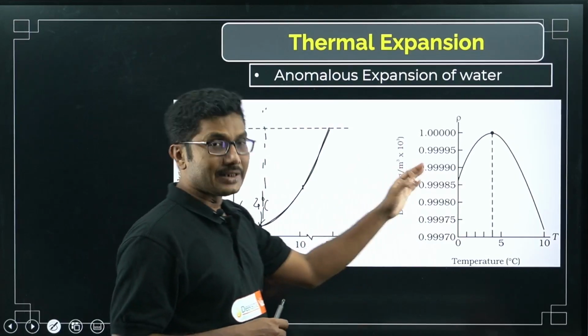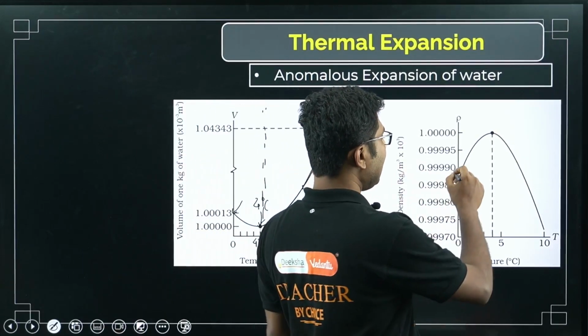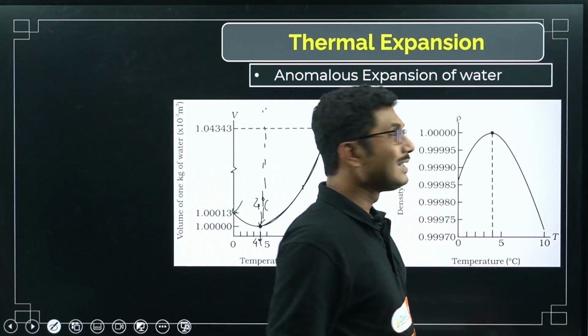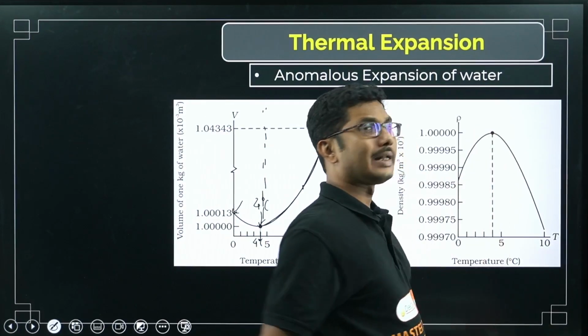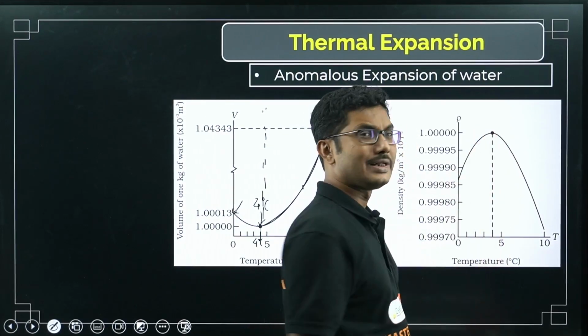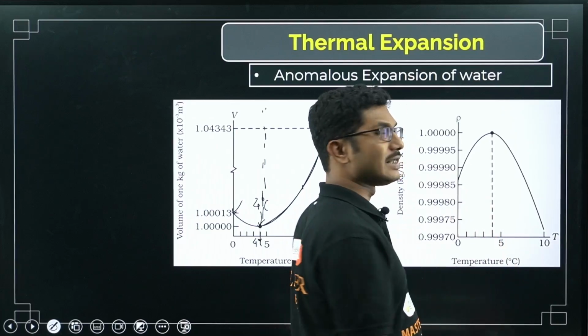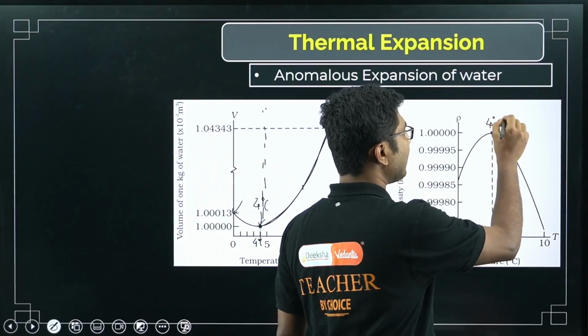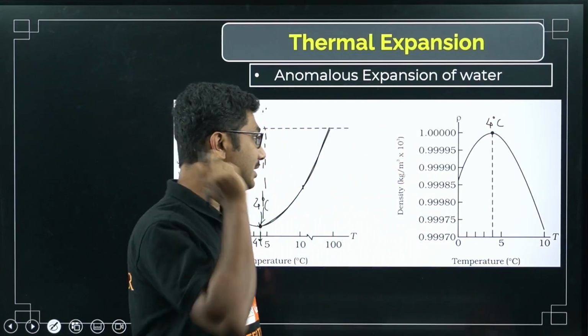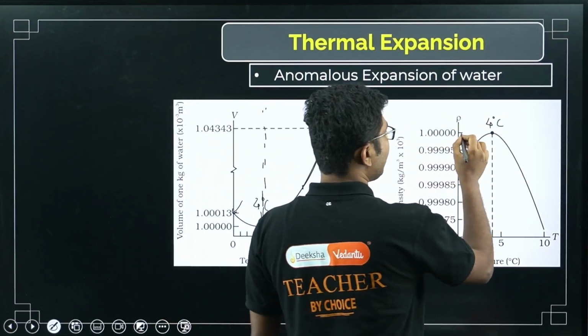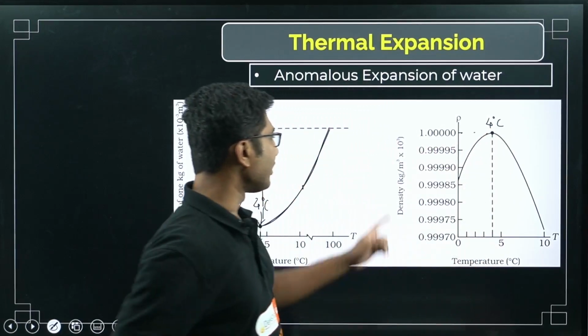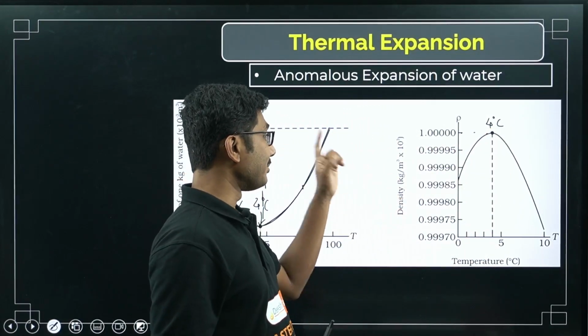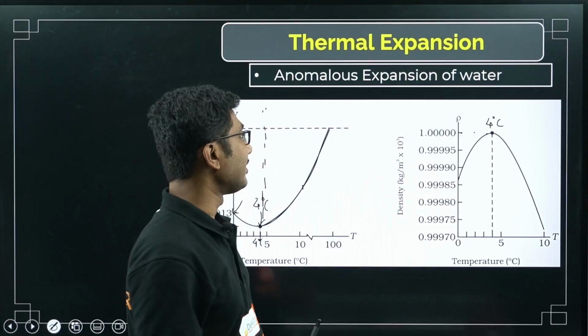In terms of density, the density of water increases as you increase the temperature from 0 till 4 degrees Celsius. At 4 degrees Celsius, the density of water is maximum. It is basically 1 gram per cc, or you can say 1 kg per meter cube times 10 to the power of 3, whatever you are interested in.